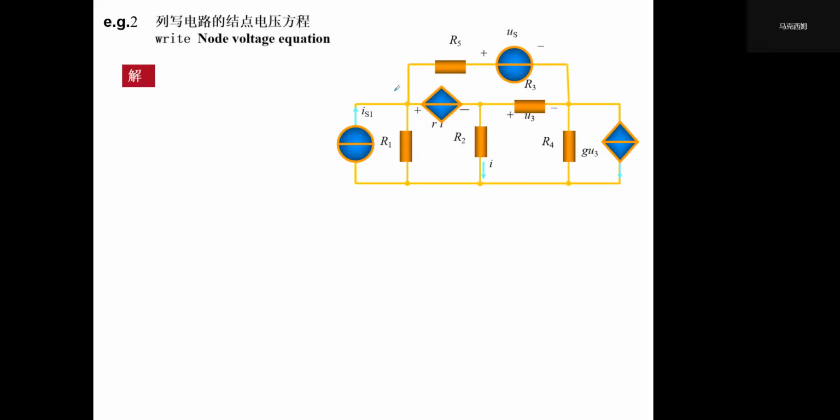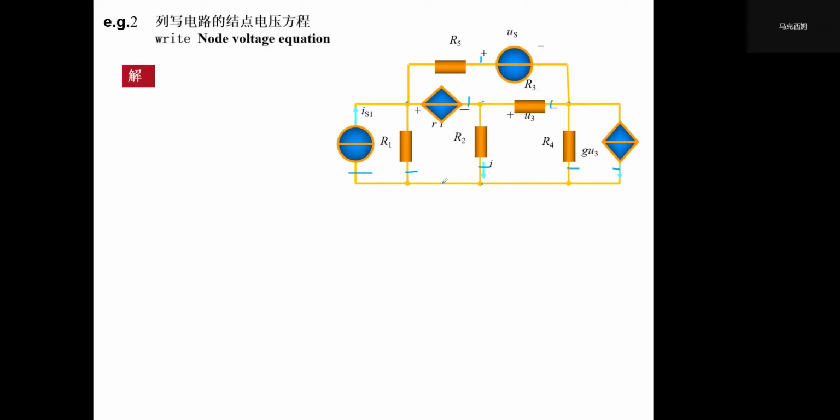Let's see another example. Let's note the voltage equation of this circuit. In this circuit, we have 1, 2, 3, 4 nodes. So we have 4 nodes. How many branches do we have? 1, 2, 3, 4, 5, 6, 7, 8. 8 branches.